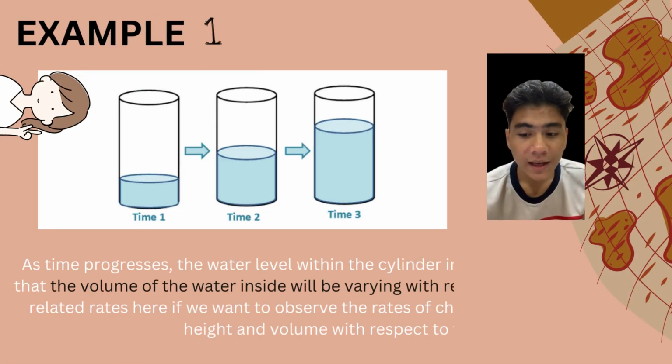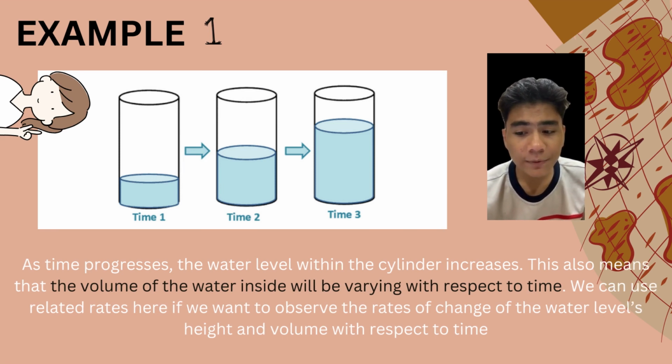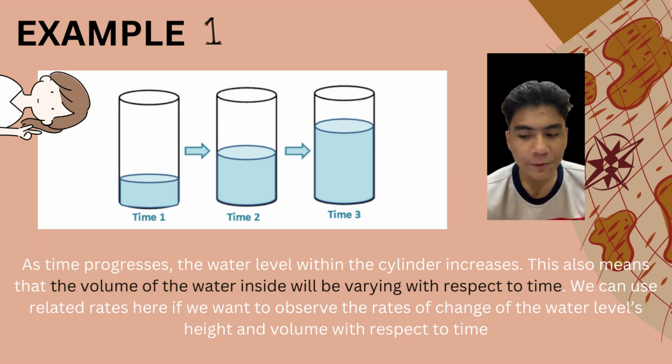Example 1. As time progresses, the water level within the cylinder increases. This also means that the volume of the water inside will be varying with respect to time. We can use related rates here if we want to observe the rates of change of the water level's height and volume with respect to time.